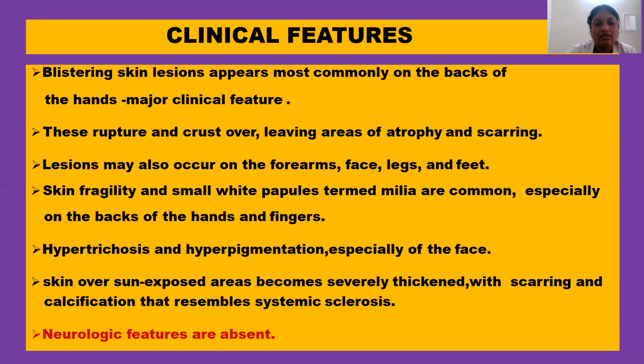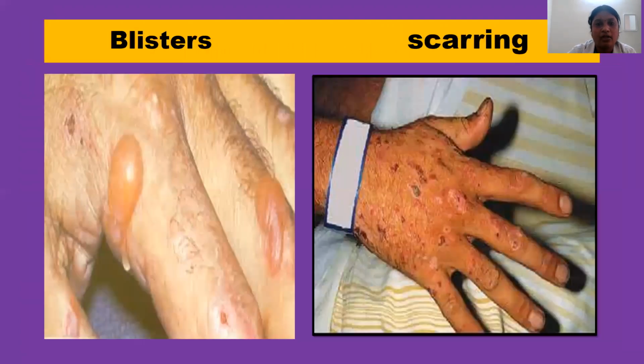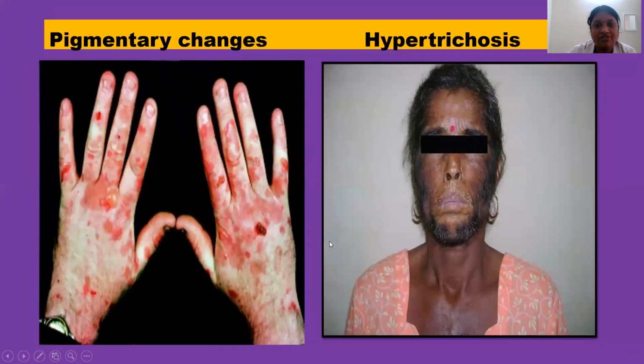And there will be fragile skin, and small white papules called milia on the back of hands and fingers. Hypertrichosis, that is more hair, and hyperpigmentation, especially on the face. The sun-exposed skin will become thickened with scarring and calcification. Neurological features are mainly absent in this type of porphyria. So here you can see blisters, which in turn will lead to this type of scarring, and pigmentary changes, hypertrichosis.